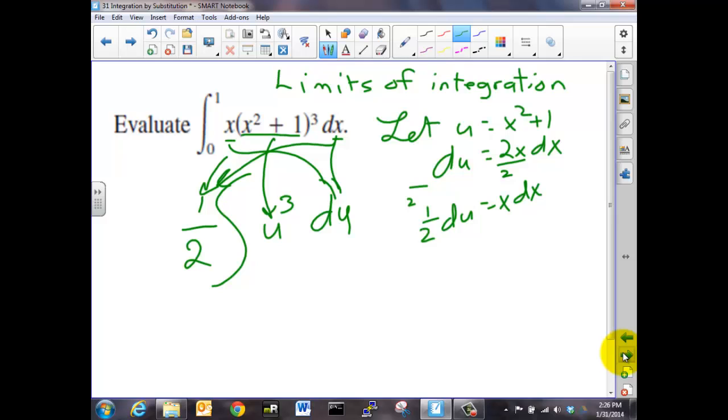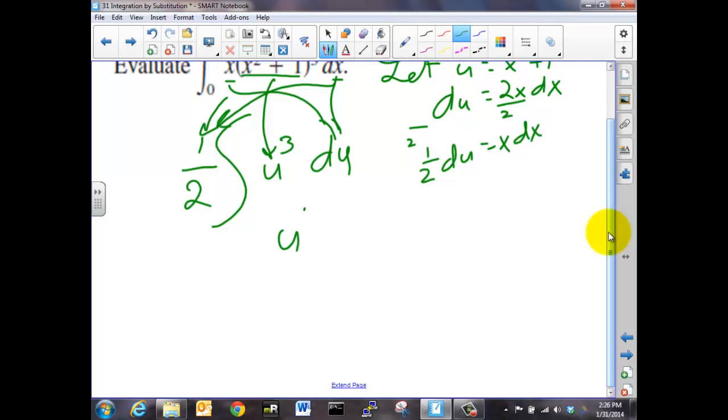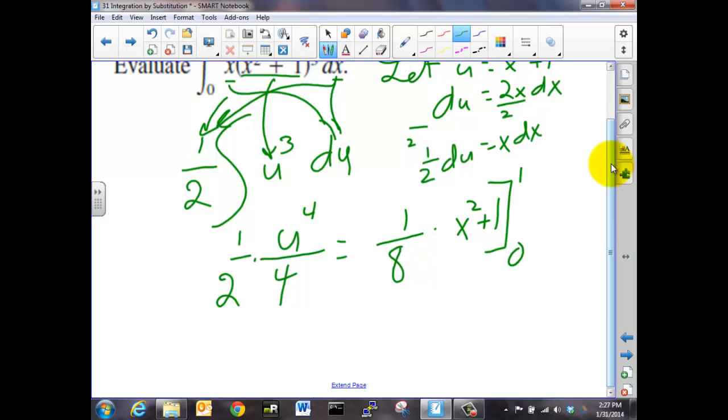How do we integrate that? Or what do we get when we integrate? U to the 4th over 4 times the 1/2. Very good. And again, we aren't going to evaluate it at 0 and 1 because 0 and 1 are x values, correct? So what do we need to do now? Plug it back in. I'm going to write this as 1/8. Where did the 1/8 come from? 2 times 4 is 8. And this is what? X squared plus 1, to the 4th. Now I can evaluate that at 0 and 1.